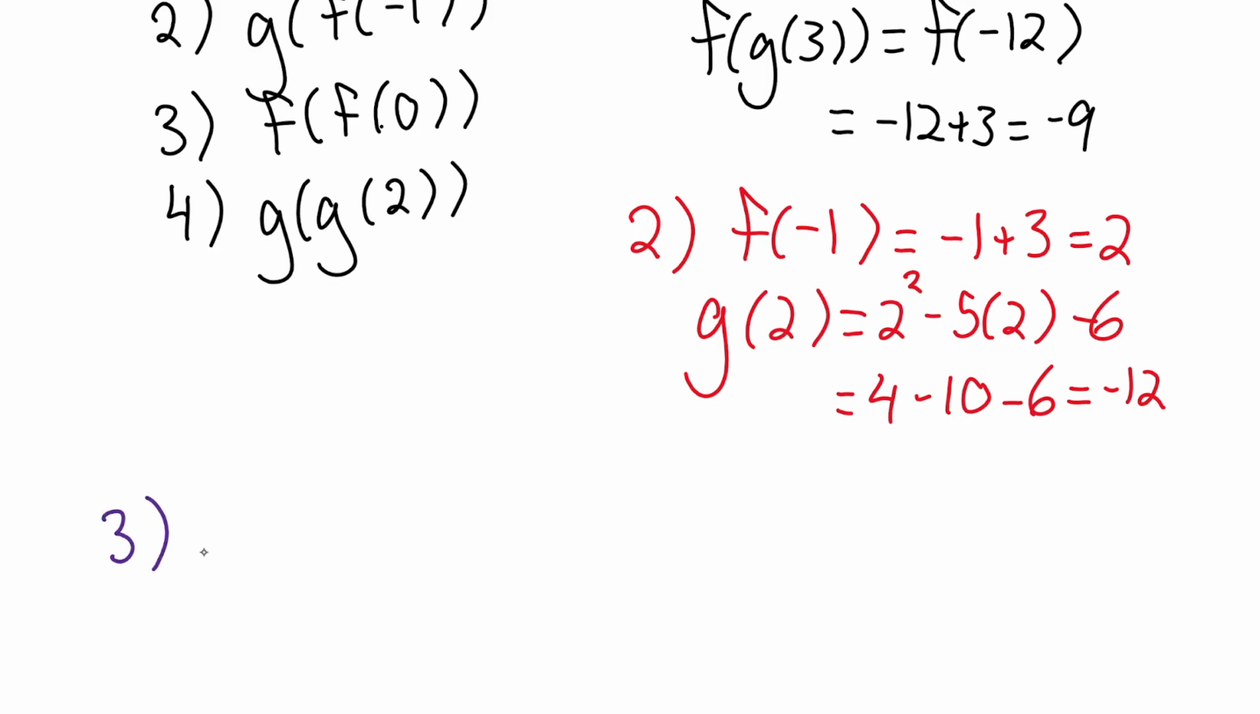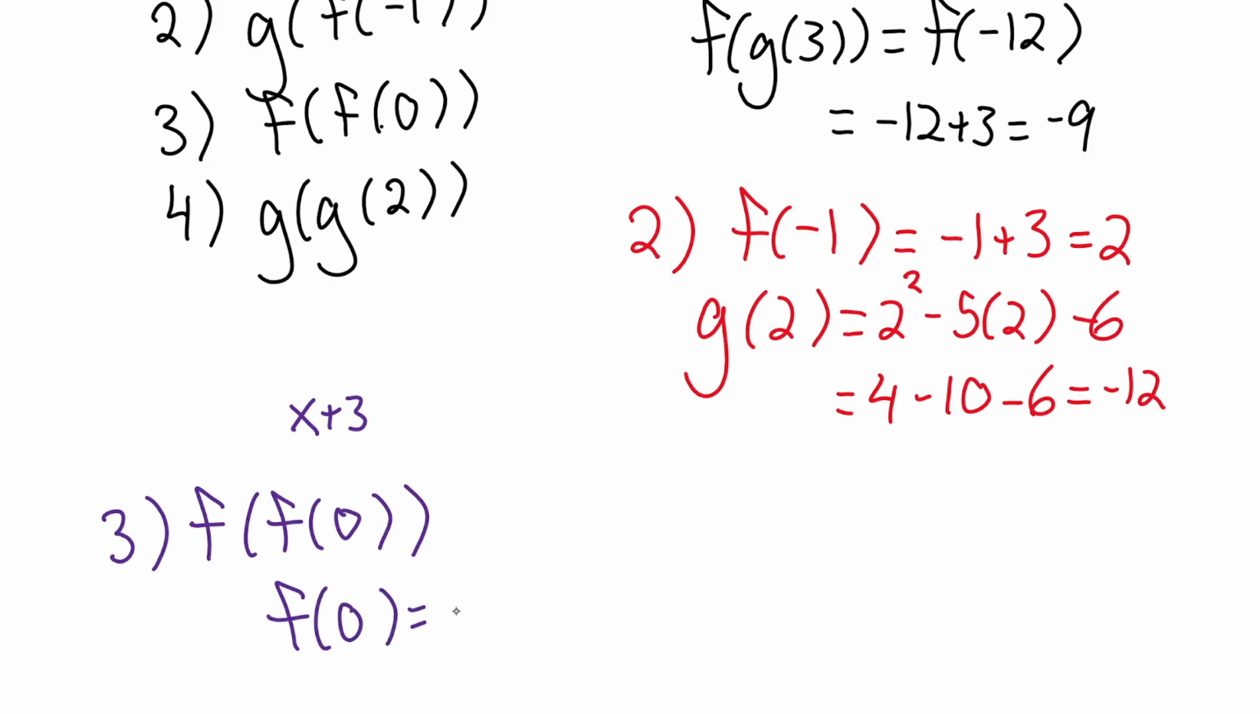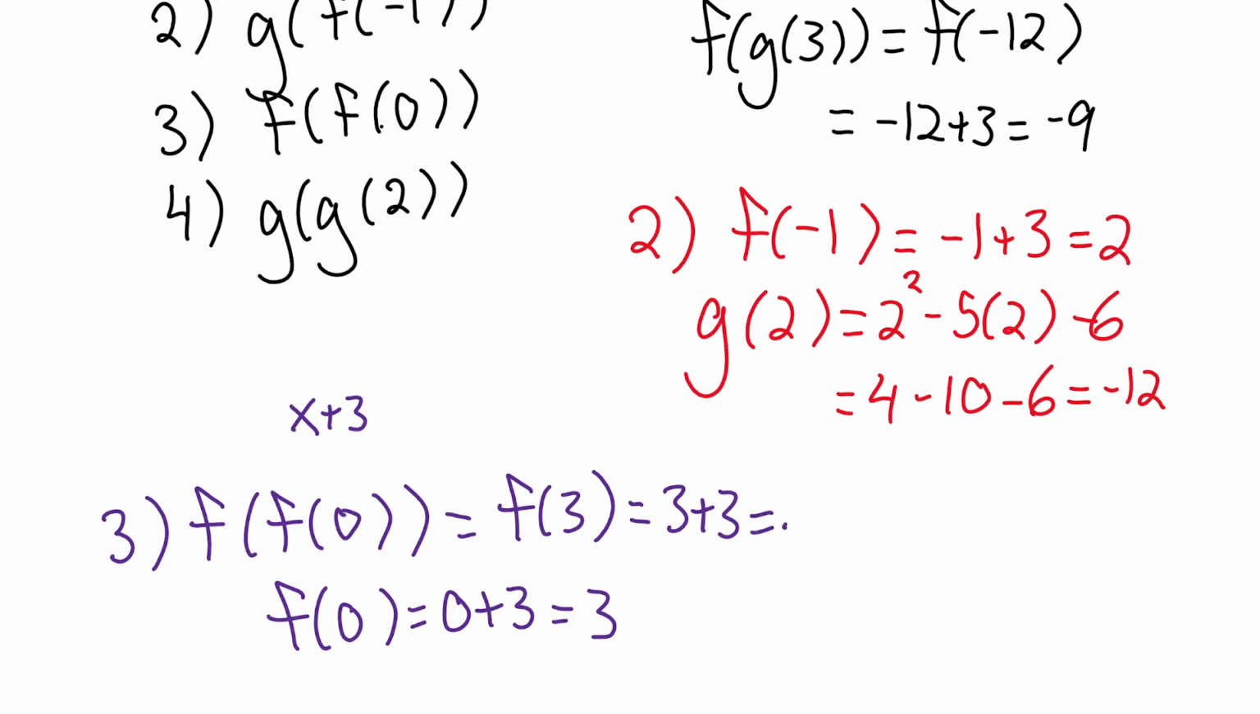Let's go ahead and do number 3 here, f of f of 0. Okay. f of 0, so f of x is equal to x plus 3. Just write that up there for reference. So f of 0, we can find that first. f of 0 is 0 plus 3 equals 3. Okay. So then f of f of 0 becomes f of 3, because that's what f of 0 is, right? f of 0 is 3. So now f of 3 is equal to 3 plus 3, which is going to be 6. Okay.